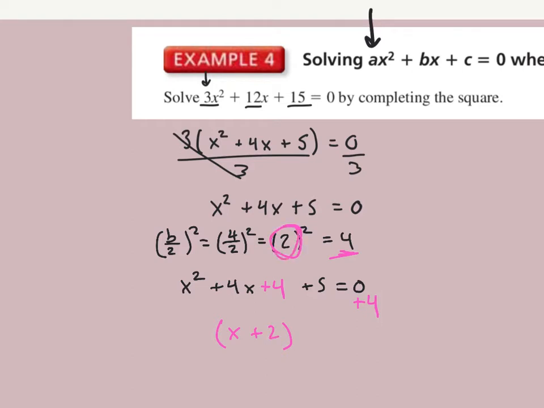So now, inside of our parentheses, we are going to plug x plus 2. That 2 comes from the number in the parentheses here. Can't forget the squared. And then I want to move the 5 to the other side, so I'm going to subtract 5. So 4 minus 5 is negative 1. So we have x plus 2 squared is equal to negative 1.